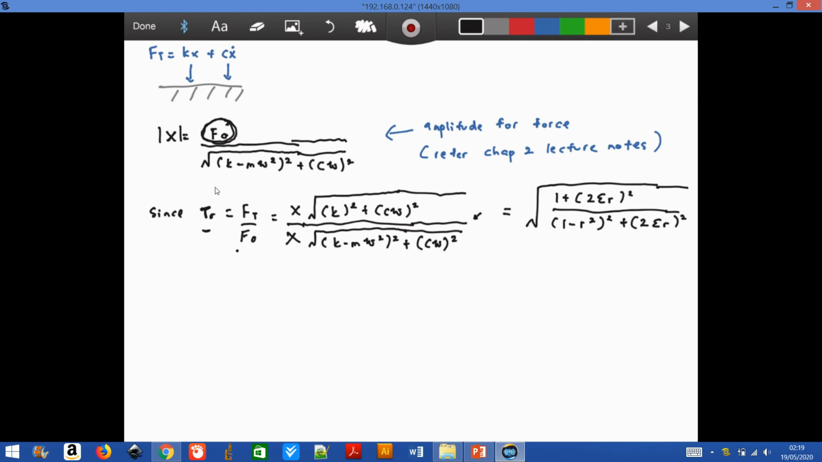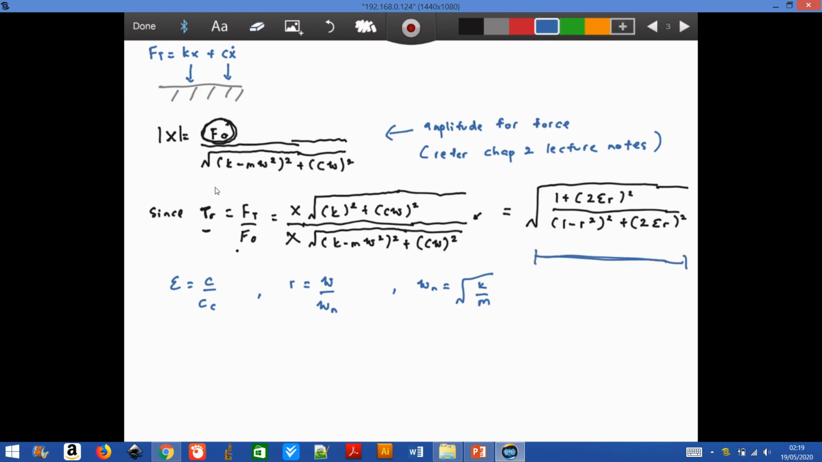And we know that zeta is actually c over cc, which is the damping ratio, and r is the frequency ratio, which is omega over omega n. And we know that omega n, the natural frequency, is the square root of k over m. So this is how we get the transmissibility ratio.